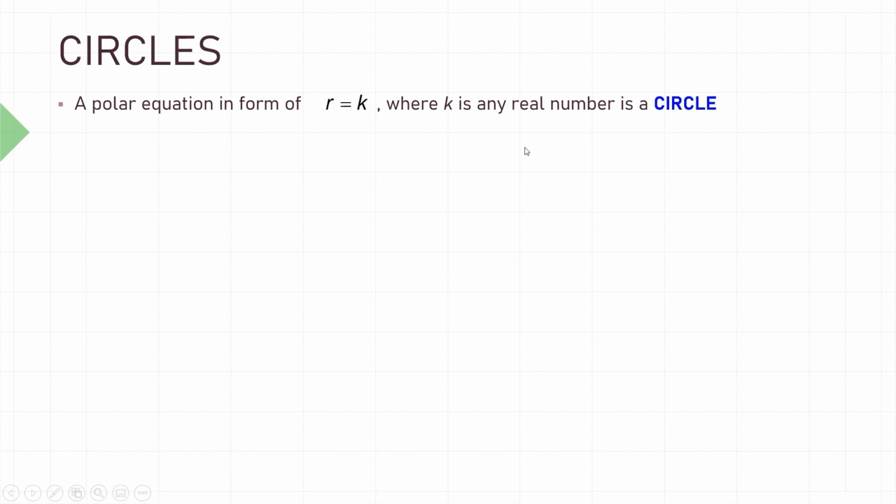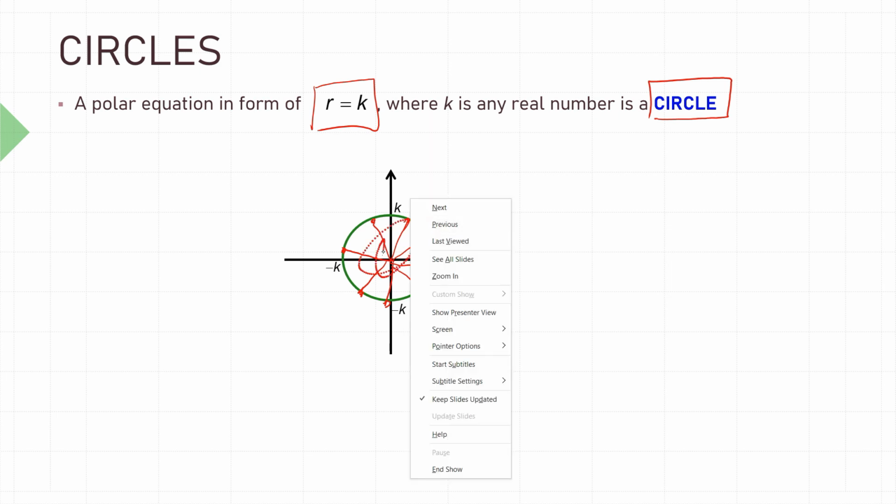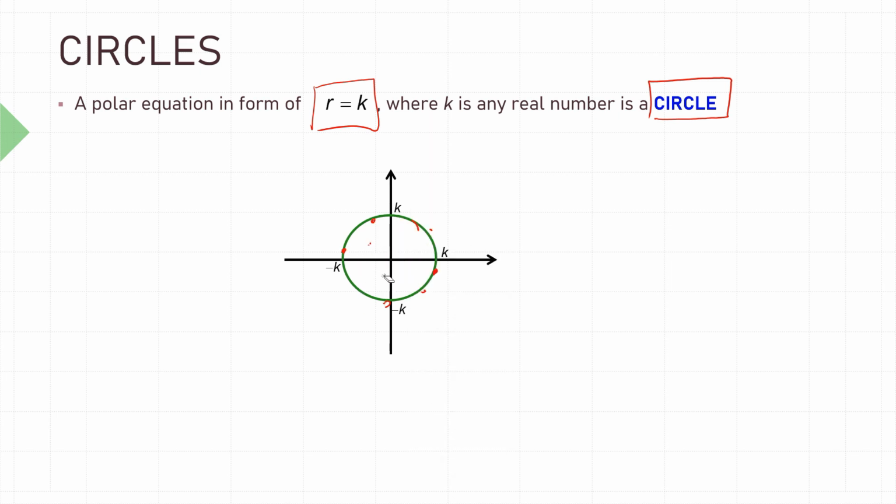If we have r equal to k, where k is any real number, this should be a circle. For example, if the radius is 2, then at this point the radius is 2, at this point the radius is 2, and any point on this circle has r equal to 2. So this is the circle.